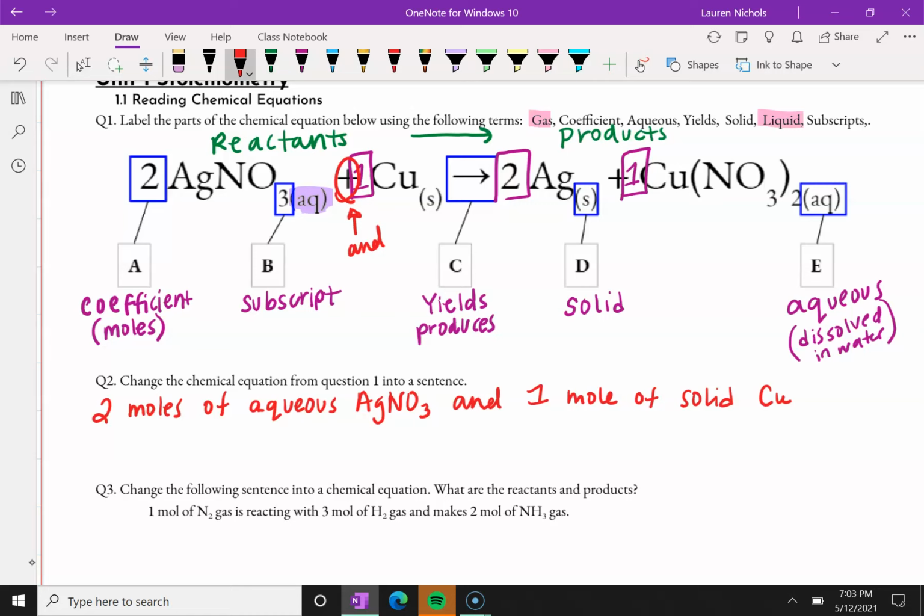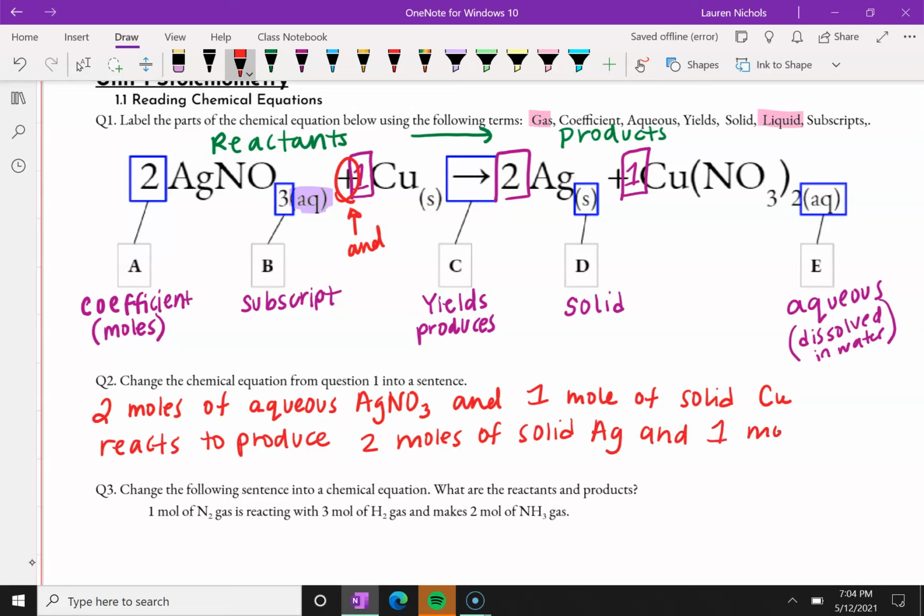We could say reacts to form, but we're just going to say reacts to produce. So they do react, and when they react, they produce 2 things. They produce 2 moles of solid silver, or Ag, and 1 mole of aqueous copper nitrate, or CuNO3 2.